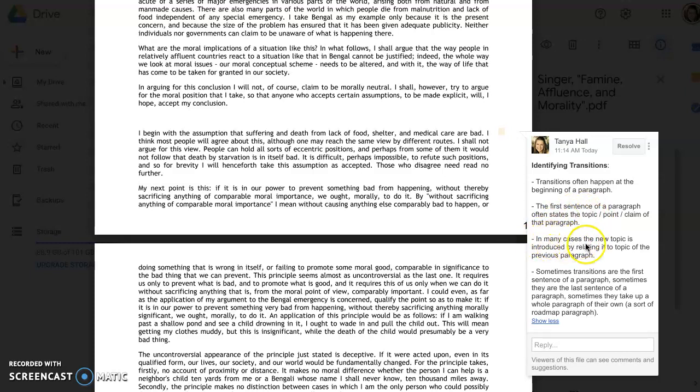But in many cases, this new topic is introduced by relating it to the topic of the previous paragraph. That's why transitions often happen at the beginning of a paragraph. So sometimes it's the first sentence, sometimes it's the last sentence, and sometimes transitions take up a whole paragraph of their own. They're a sort of roadmap of the argument, where we've come from and where we're going next.